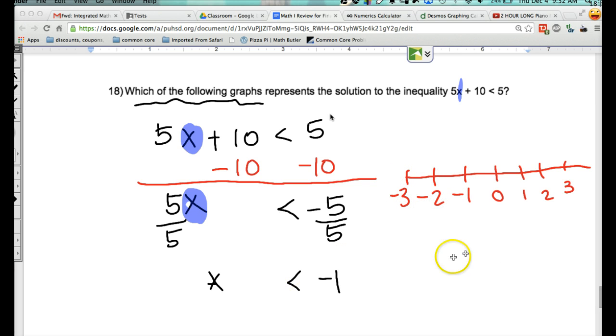So then what we have to do on the number line is find negative 1 and put a circle on negative 1. Is it going to be open or closed? It's going to be open because there's no equal sign, right? And then what is Pac-Man doing? Is his mouth open towards the x or the negative 1? Negative 1. That means x is less than, okay? So less than means left. Remember that? So then we're going to go ahead and shade the left side. Okay? And so this would be the correct graph.